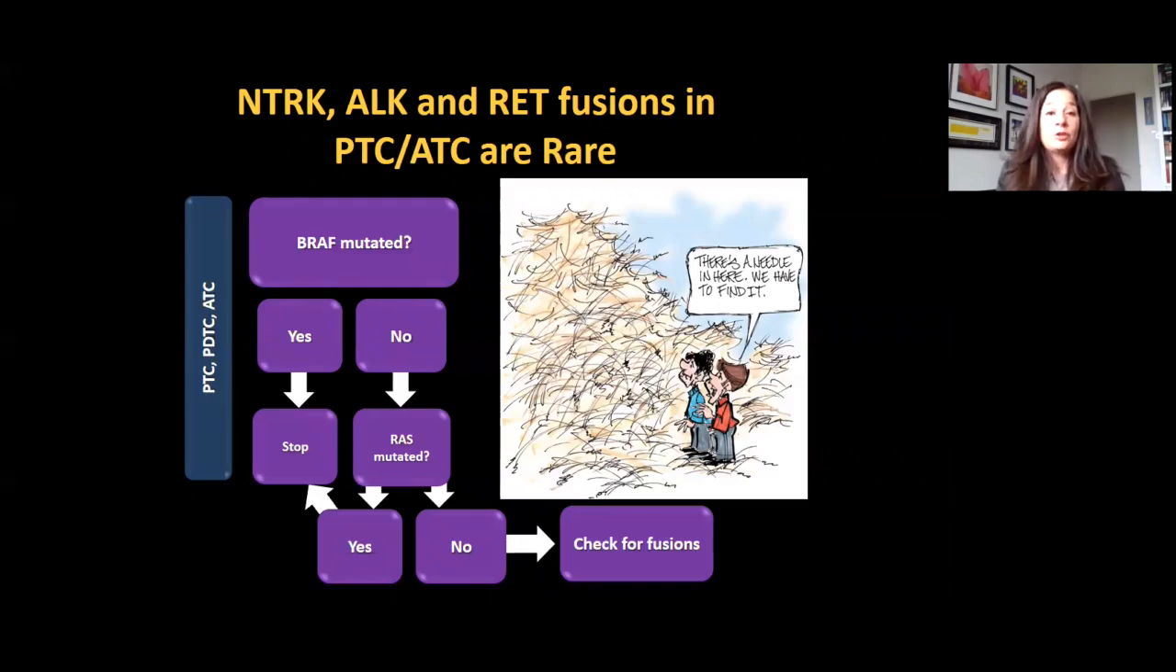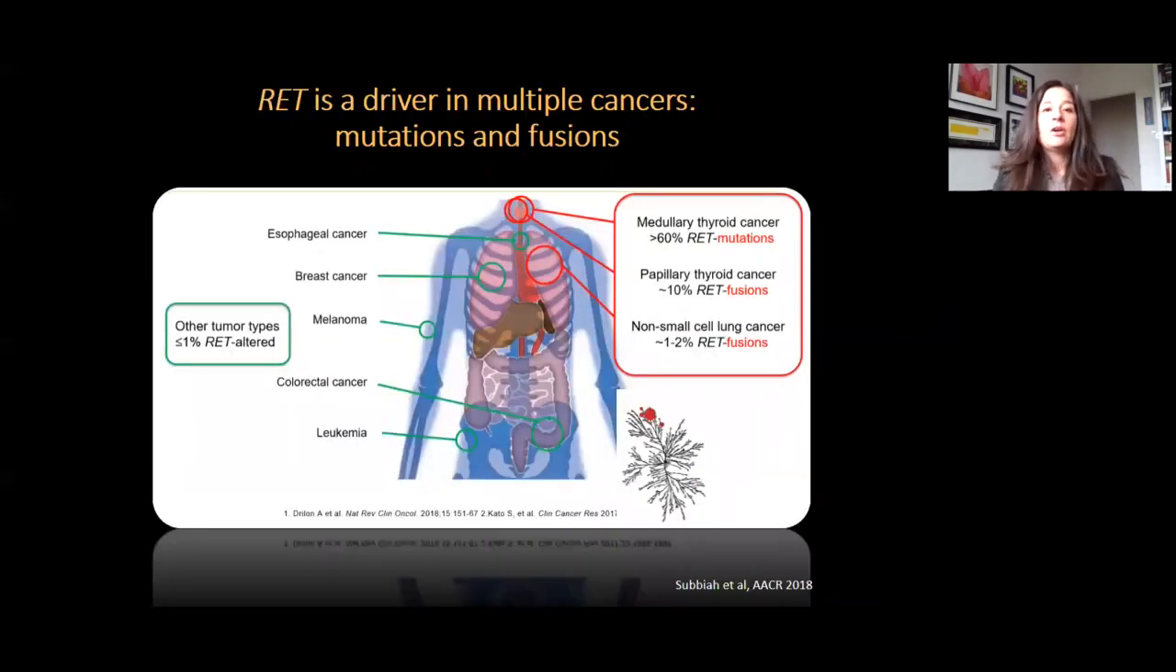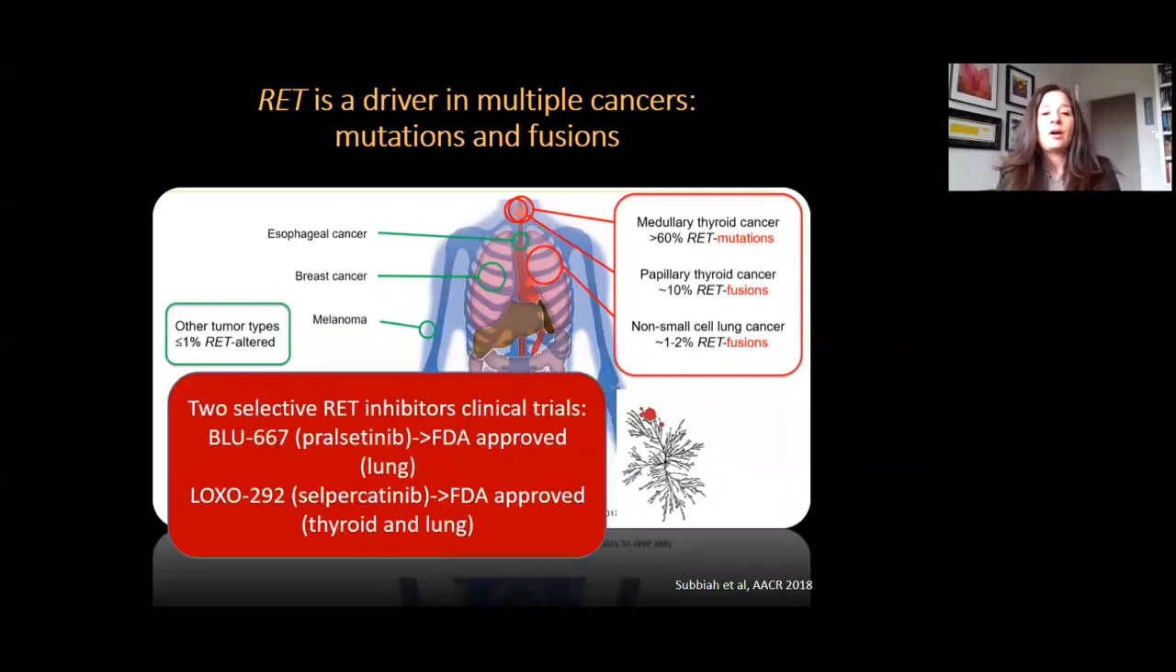For patients who have fusions, so these are some gene fusions that we see in thyroid cancer, we see them in papillary, and we see them in poorly differentiated anaplastic thyroid cancer. They're very, very rare, but we see them. So patients who have a RET fusion, we actually have approved drugs.